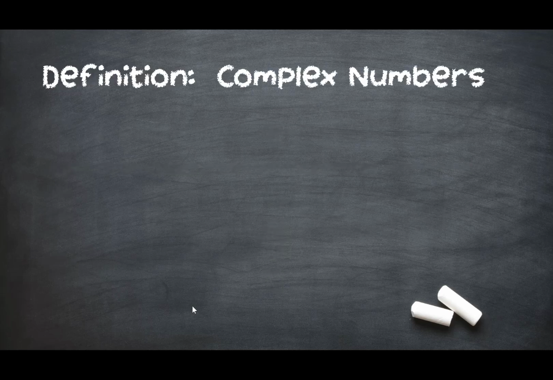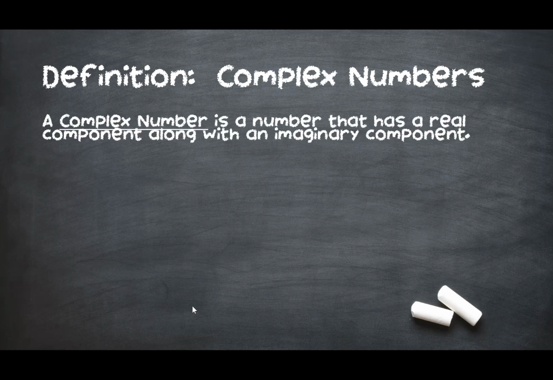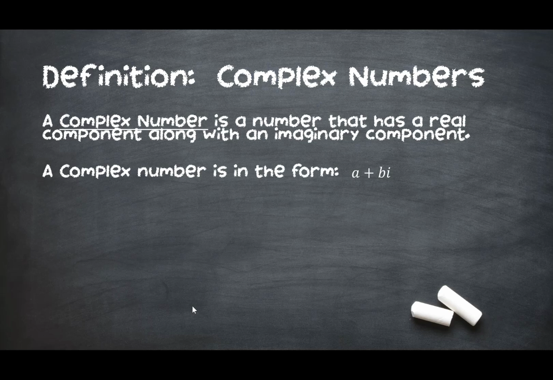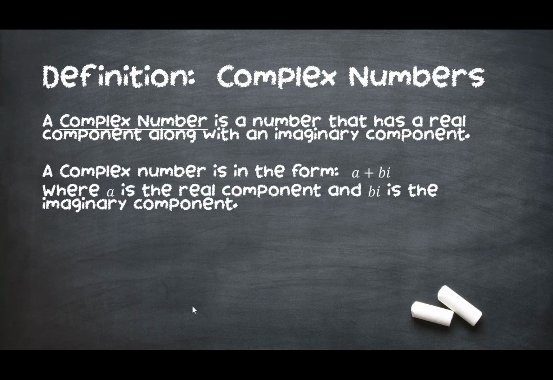Okay, complex numbers. So now we've got real numbers, and now we've got imaginary numbers. So guess what? We put both of these together and we have what is called a complex number. A complex number is just taking a real component along with an imaginary component. We usually write this in the form a plus bi, or a minus bi, where a and b are technically real numbers. a is known as the real component and the bi is the imaginary component.